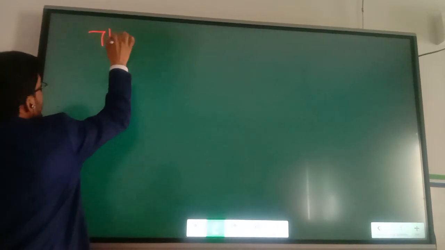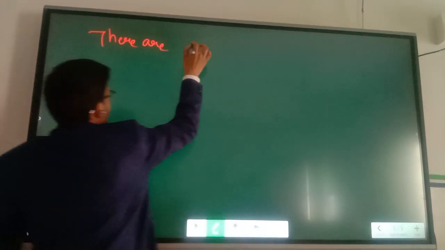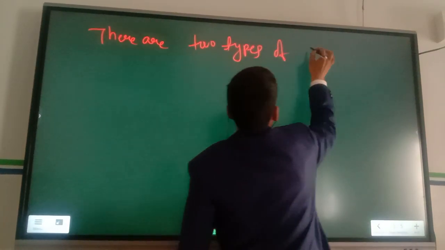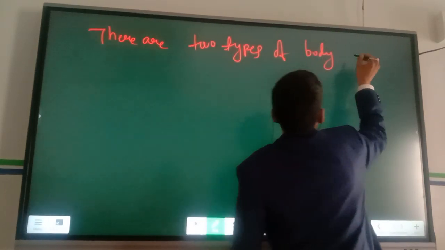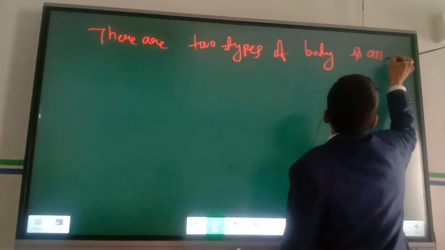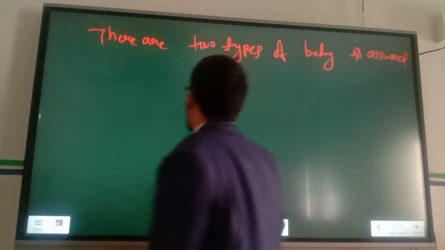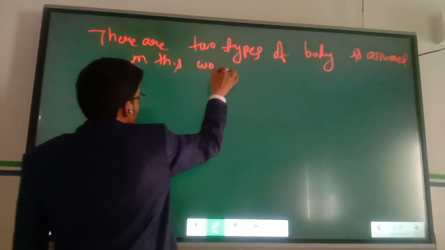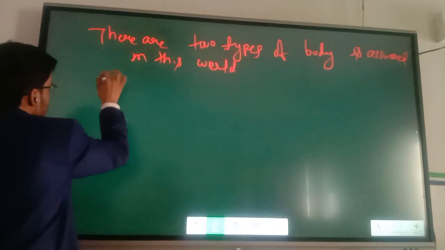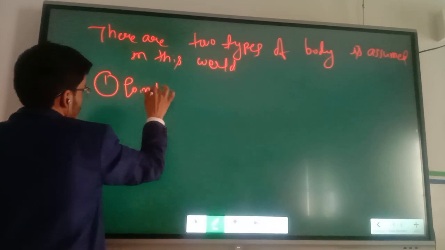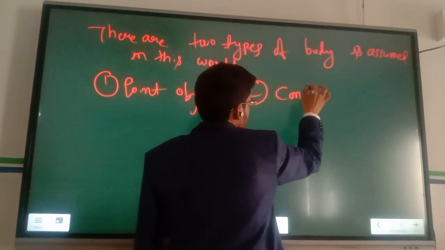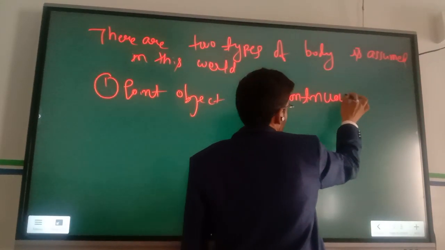Okay. Now there are two types of body assumed in this world. First, point object. Second, continuous object.